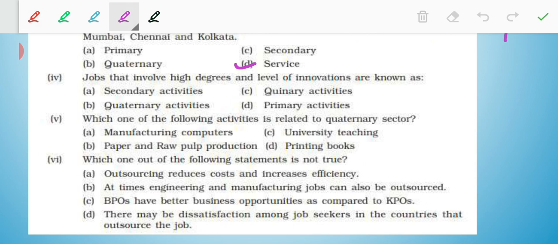Next, jobs that involve high degrees and level of innovations are known as quaternary activities. Which one of the following activities is related to the quaternary sector? That is university teaching.